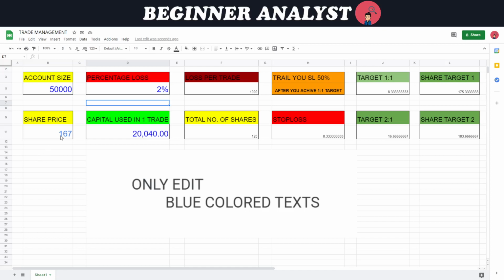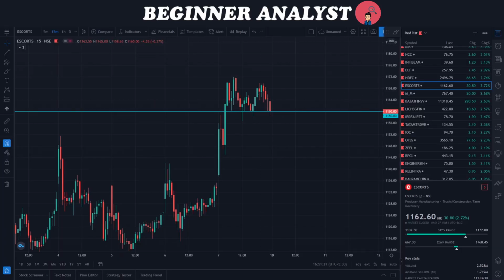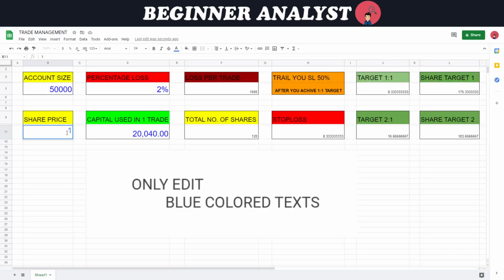Now simply you have to put your share price. As we counted over here, 1160, you put 1160. You change these 3 things. Your account size, obviously you have to change only one time, and percent loss also one time. You have to change only these 2 things every time: the share price and capital used in one trade.